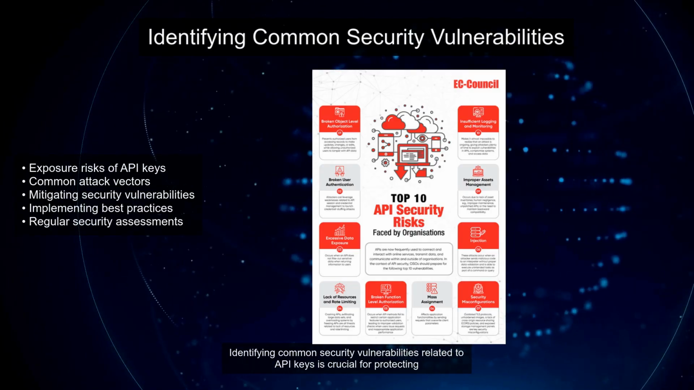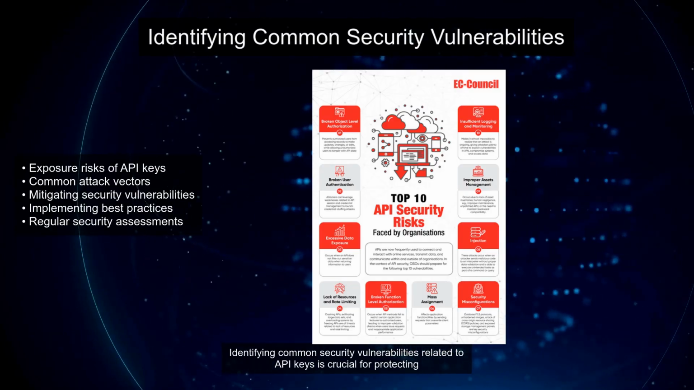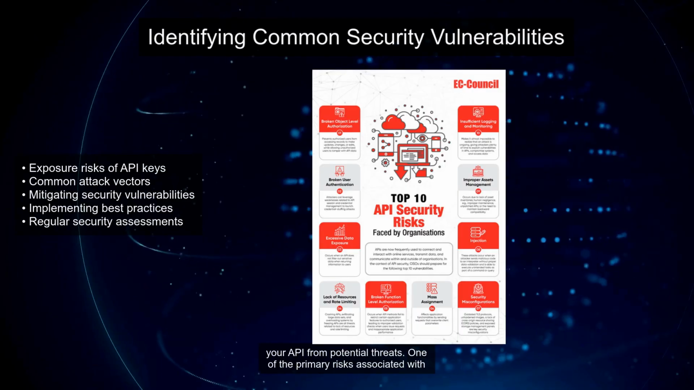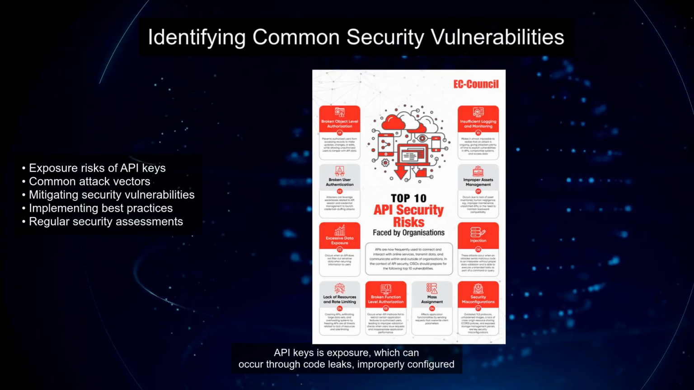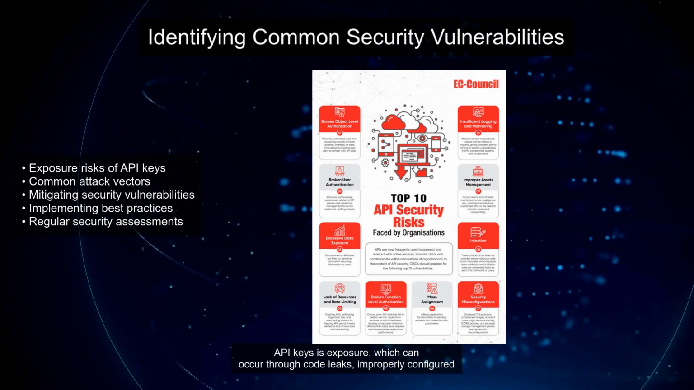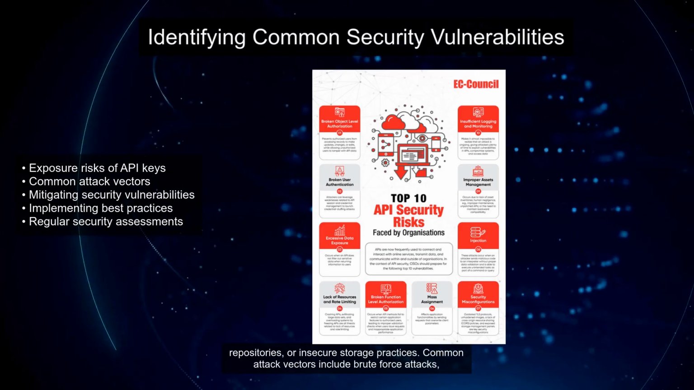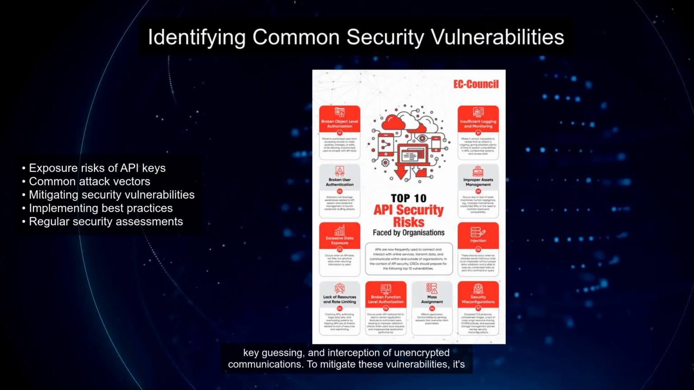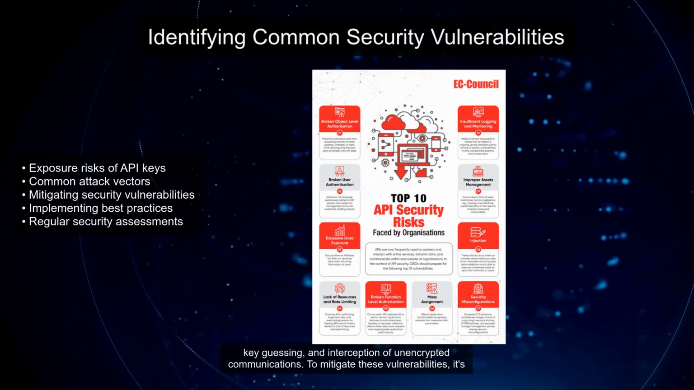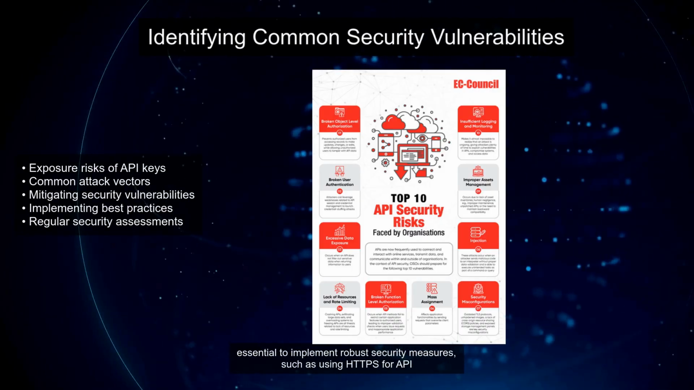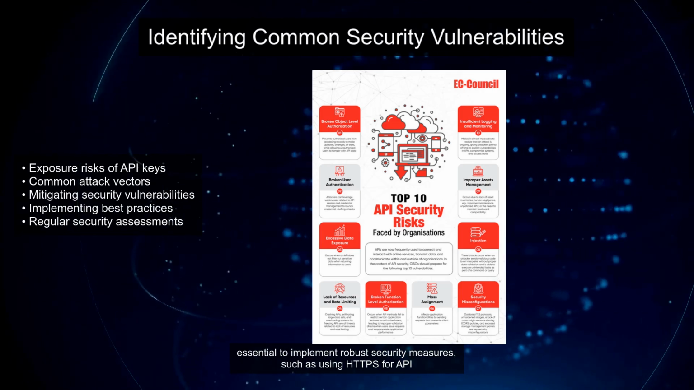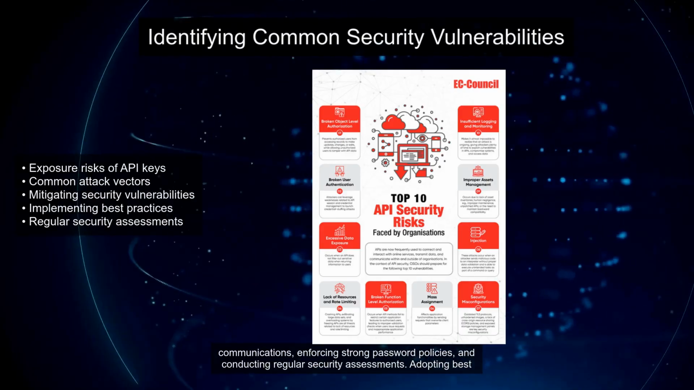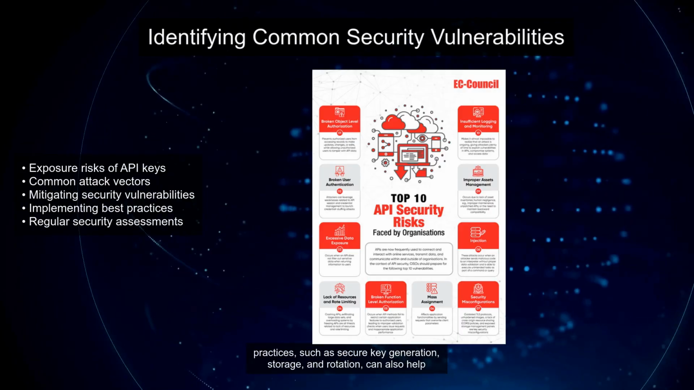Identifying common security vulnerabilities related to API keys is crucial for protecting your API from potential threats. One of the primary risks associated with API keys is exposure, which can occur through code leaks, improperly configured repositories, or insecure storage practices. Common attack vectors include brute force attacks, key guessing, and interception of unencrypted communications. To mitigate these vulnerabilities, it's essential to implement robust security measures, such as using HTTPS for API communications, enforcing strong password policies, and conducting regular security assessments.